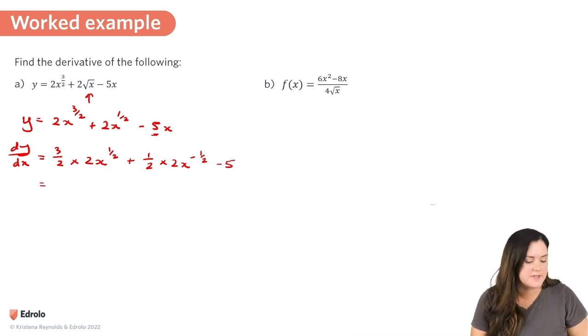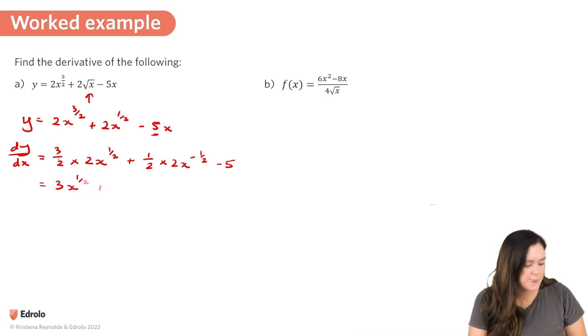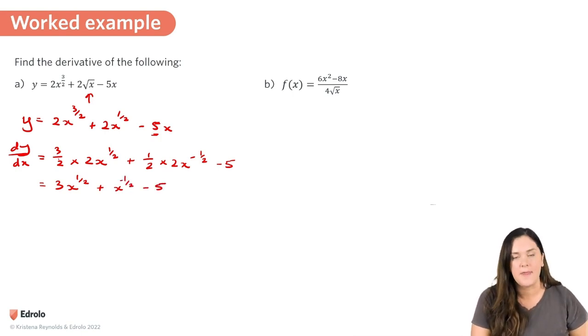So simplifying this, we just need to multiply all of our fractions together. So we've got 3/2 times 2. So you could just cancel those 2's out, or you could multiply 3 by 2 and then divide by 2. We'll still end up with 3 anyway. So we get 3x to the power of a half. Our next term, we've got a half times 2, so that's just going to be 1. So instead of writing 1, I'm just going to write x to the power of a negative half, and then my negative 5 at the end there.